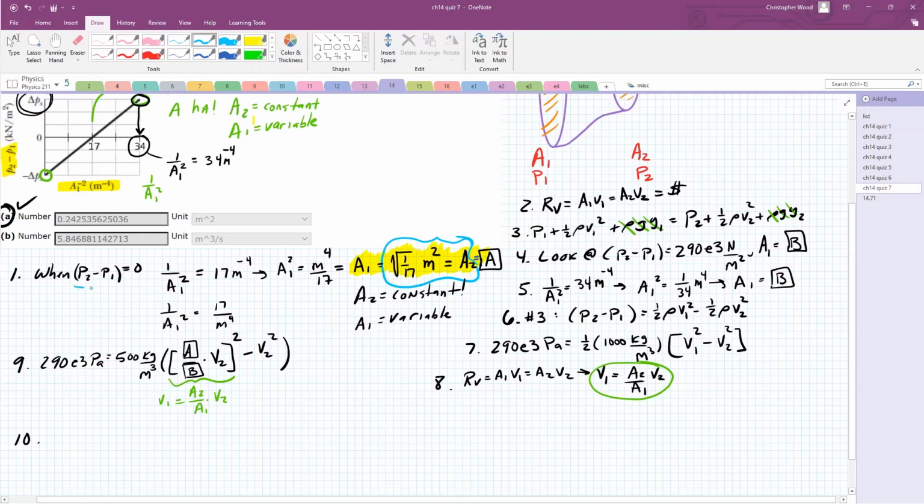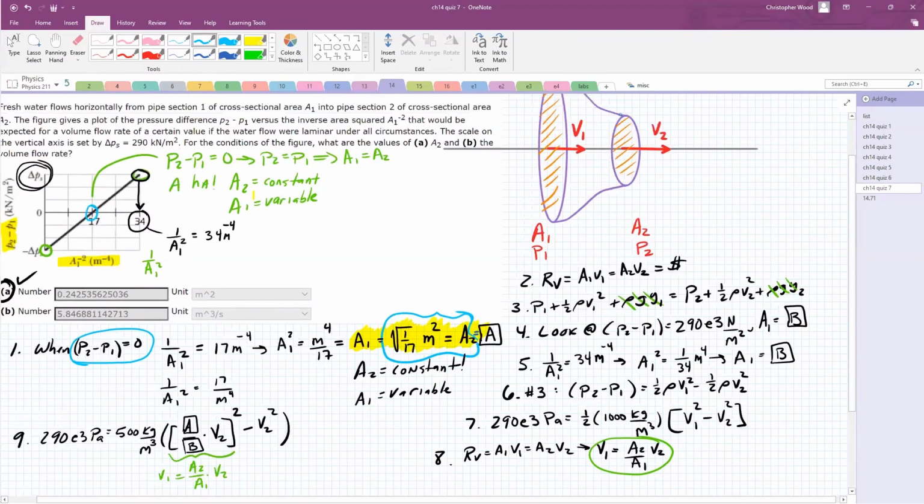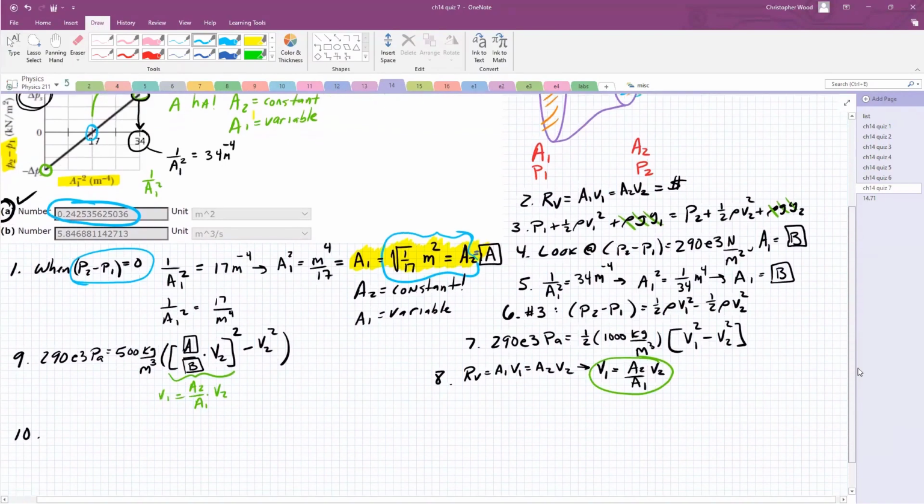Because here, when P2 minus P1 equals 0, that's just saying, well, I know what A1 is, and from that I can get A2. So that's where A2 came from. So this is cross-sectional area A2. This is me saying, I know what this cross-sectional area is, and that's what I put into memory location A, and that is the answer to part A. Okay. Yeah, it's tricky. It's involved for sure.